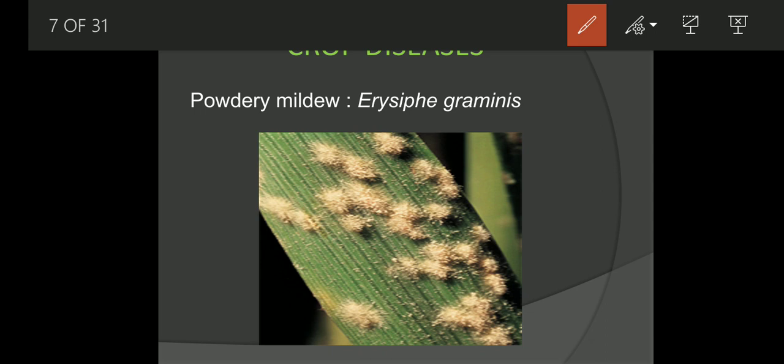So let's proceed. Now, continuing with powdery mildew. Powdery mildew is caused by Erysiphe graminis. In this, we can see a spongy appearance above the leaf, which is of pale yellow color.